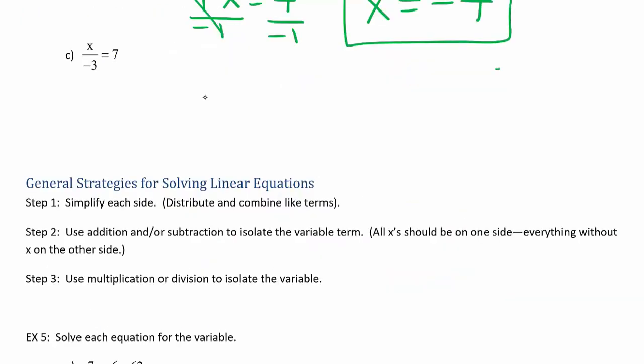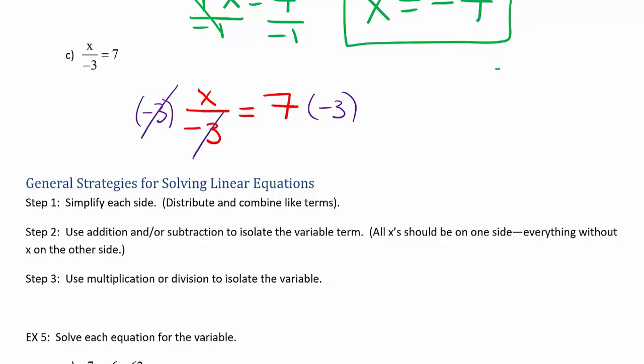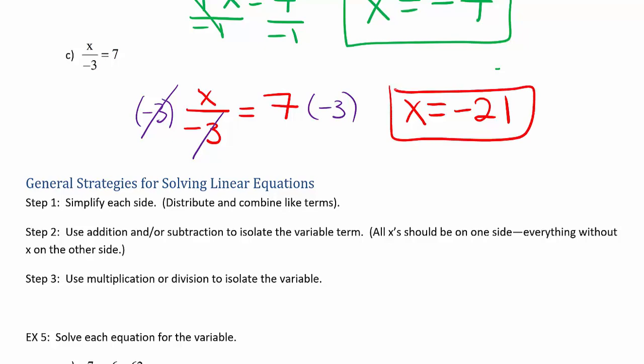And if we want to get rid of division, so this next example, I'll just rewrite the equation. We have x divided by negative 3 equals 7. The opposite of dividing would be multiplying. So I can actually multiply both sides by negative 3. The negative 3's on the left cancel out. Negative 3 divided by negative 3 is 1. So I'm left with 1x equals negative 21.